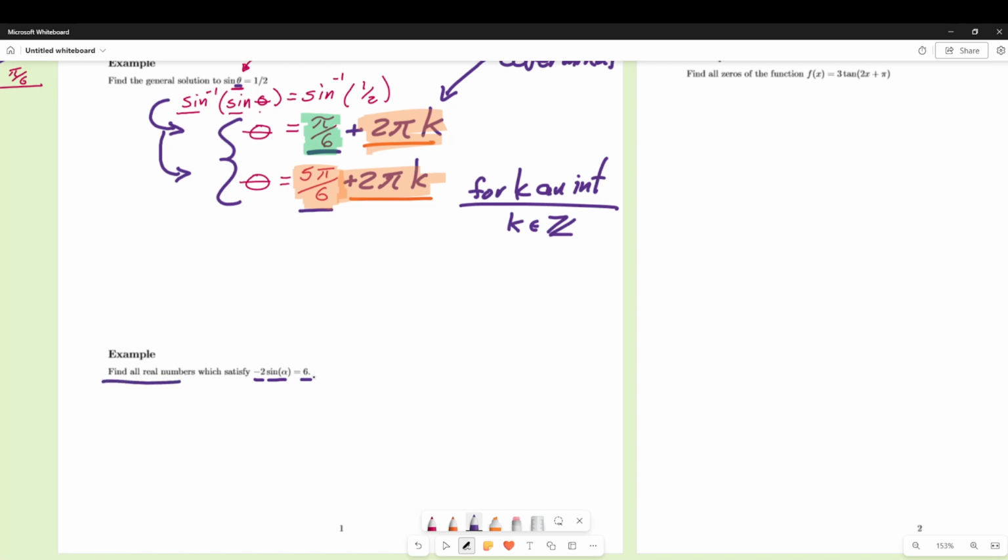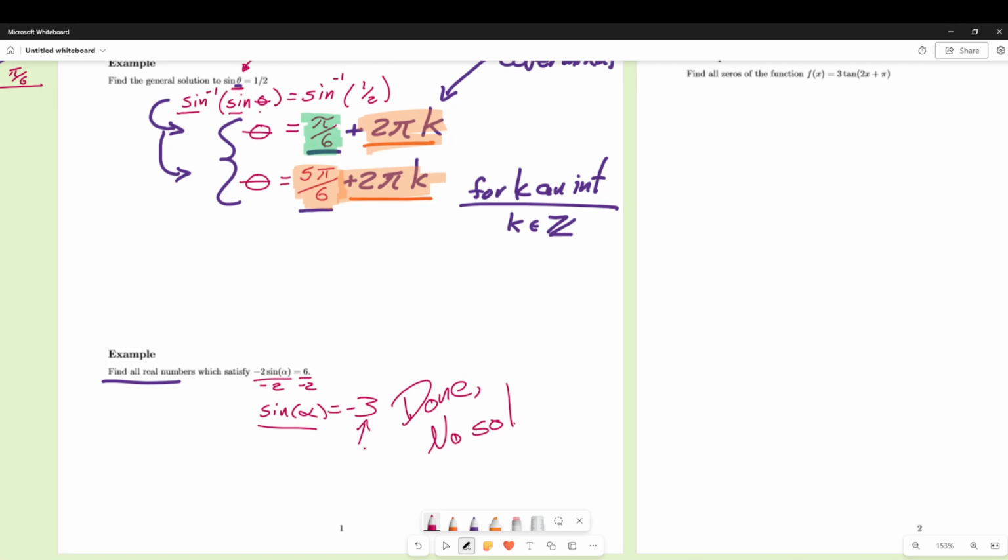So find all real numbers that satisfy that, so find all solutions to this. Step 1 is to isolate the trig function. That was already done up here. So divide both sides by -2, and then get the sine of alpha equals -3. And frankly, as soon as that happens, we say, done. There are no solutions. And we know that because we know sine only outputs values between -1 and +1. There is no angle for which the sine of that angle is equal to -3.